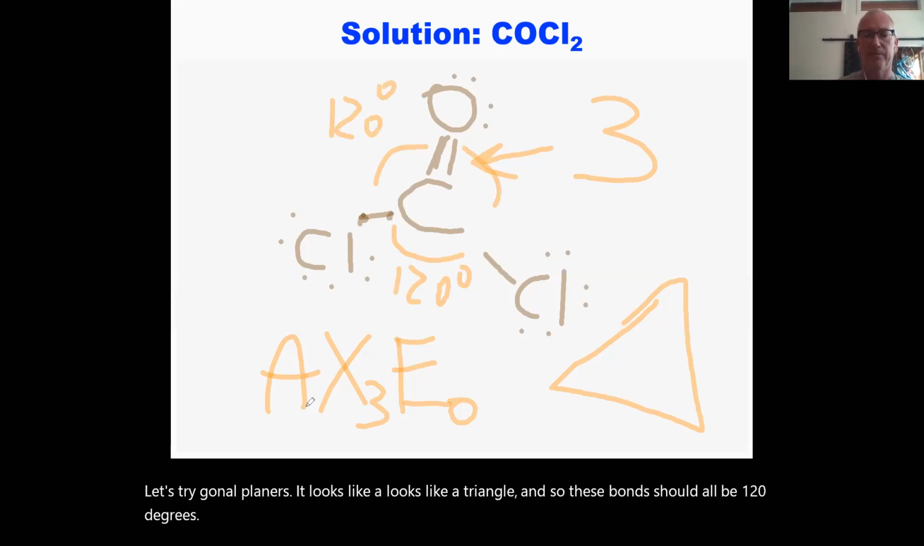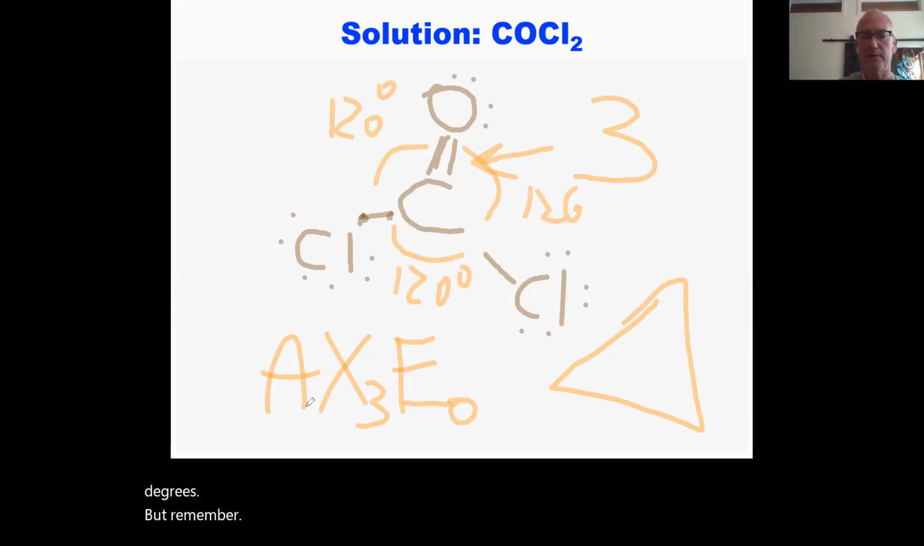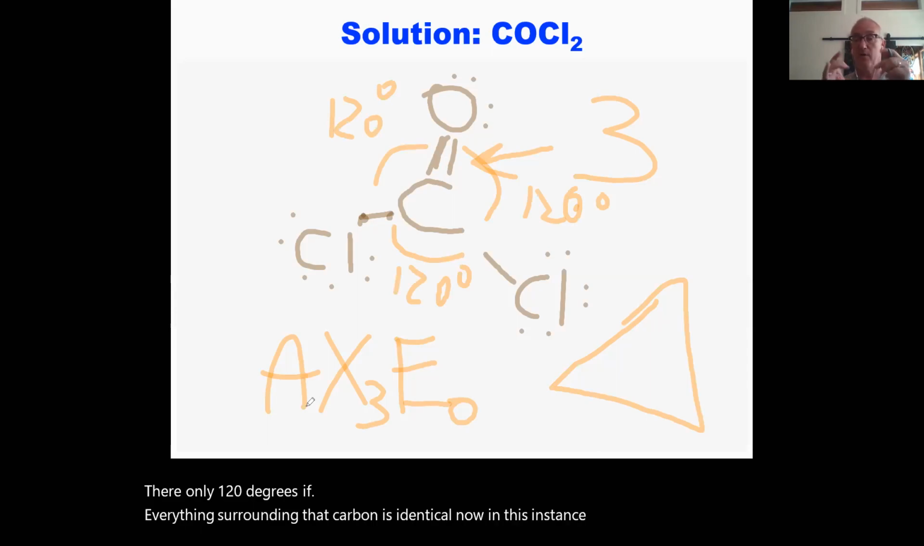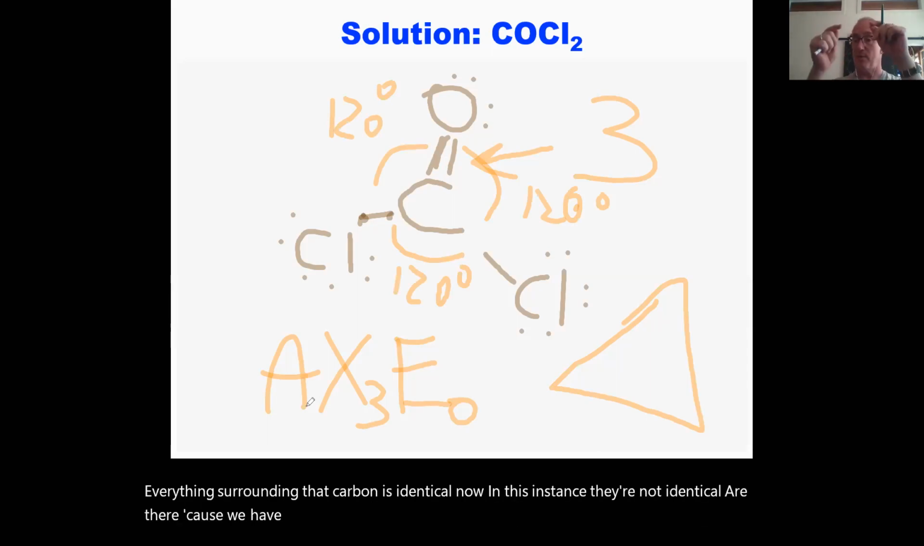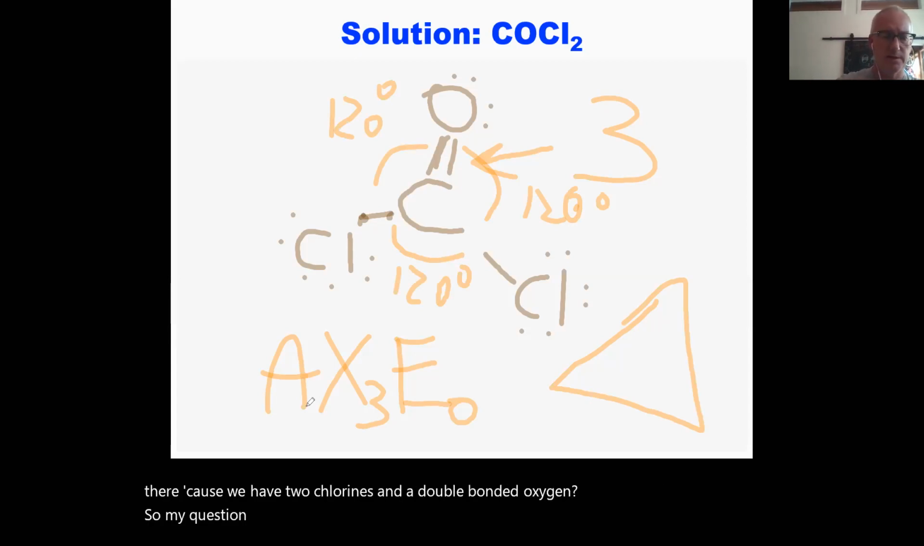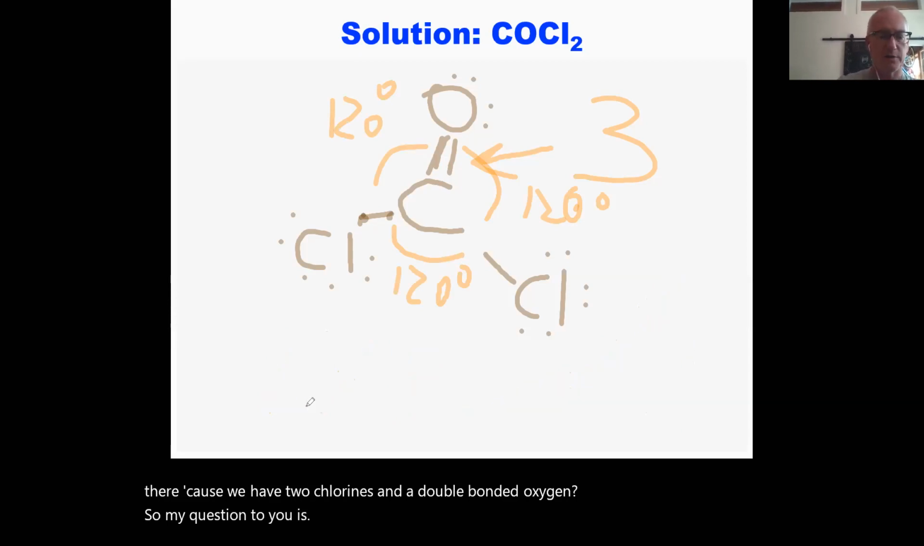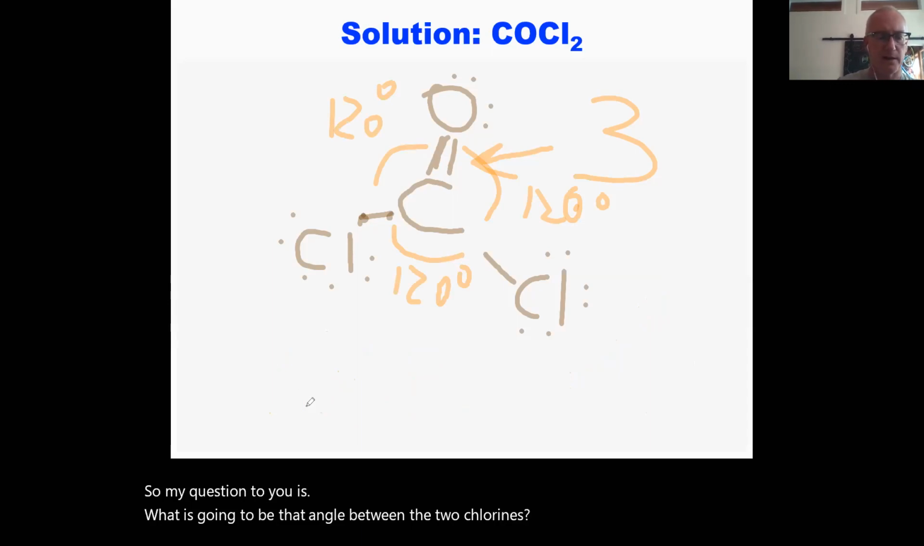But remember, they're only 120 degrees if everything surrounding that carbon is identical. Now, in this instance, they're not identical, are they? Because we have 2 chlorines and a double bonded oxygen. So my question to you is, what is going to be that angle between the 2 chlorines? This angle right here.